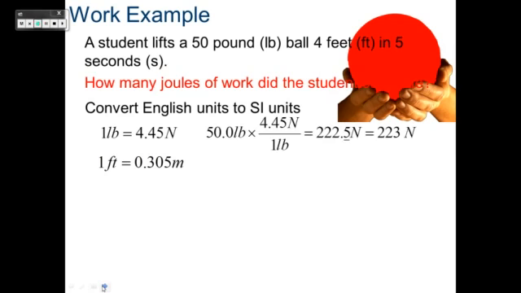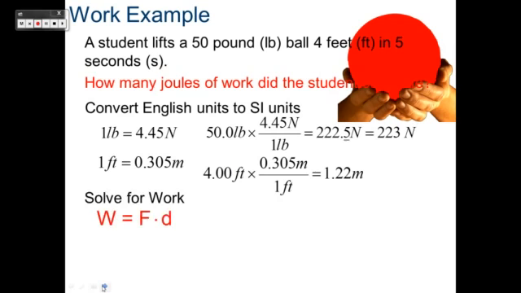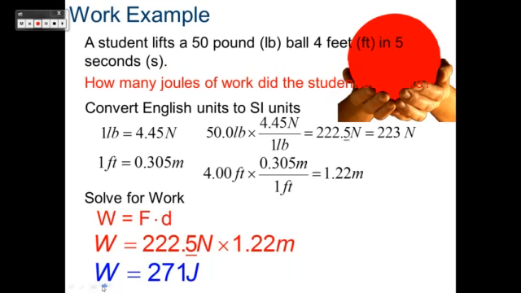Here's a nice little formula to do it. A 50-pound ball times 4.45 newtons gives me about 223 newtons. 4 feet times 0.305 meters gives me about 1.22 meters. I solve for work. I plug in my force, which is 223 newtons, and my distance of 1.22 meters, and I get that the student did about 271 joules worth of work.